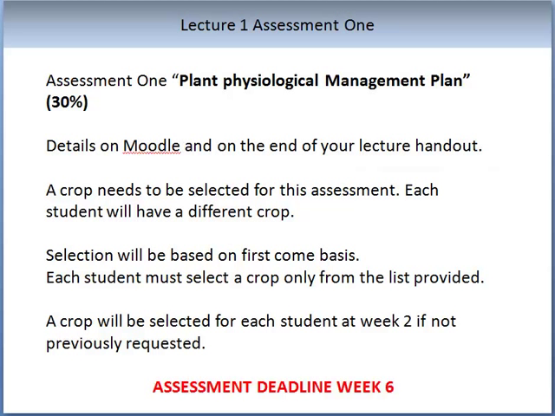Selection will be based on first-come, first-served. Each student must select a crop only from the list provided. They must contact either Alistair or Nikki to confirm this crop has not been taken. If a student has not selected a crop within the first 2 weeks, one will be selected for them. Please note, the assessment deadline for this task is week 6.